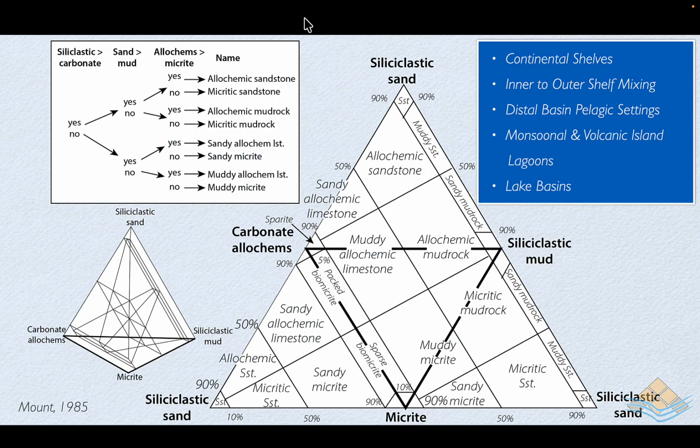Here's Mount's very simple classification of siliciclastic carbonate mixed environments, where the end members are siliciclastic sand in a tetrahedron on one axis. On the other is the carbonate allochems. Then we have micrite and siliciclastic mud. And depending on the varying proportion of those four components, we classify in general terms our carbonate sediment.